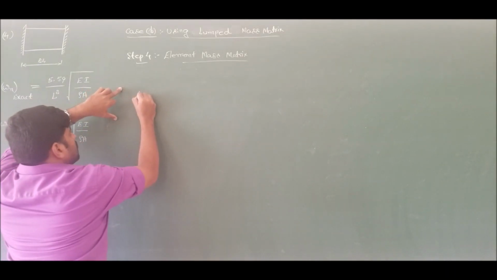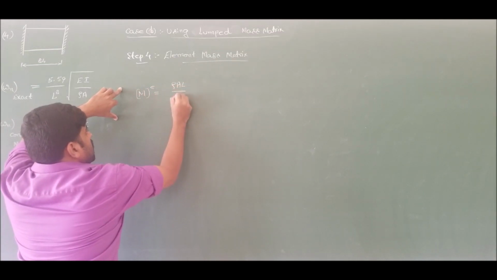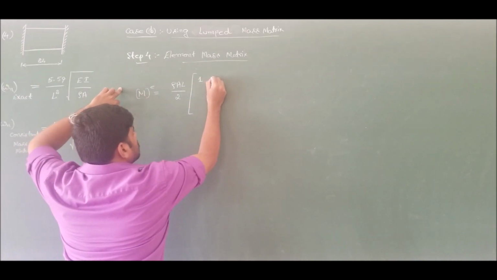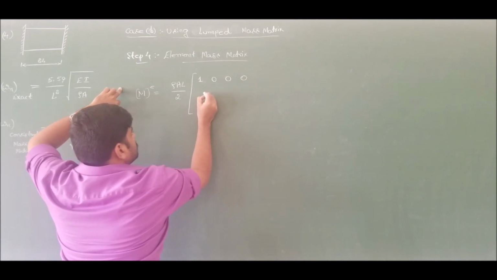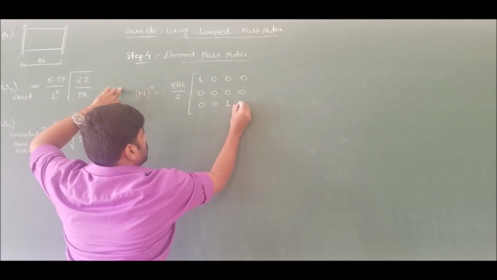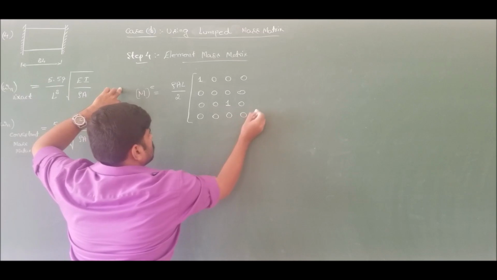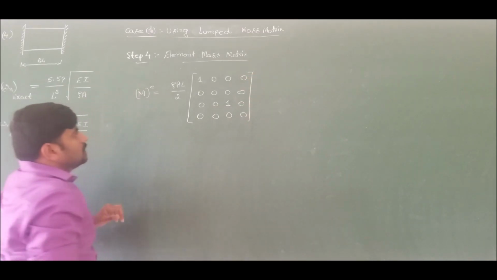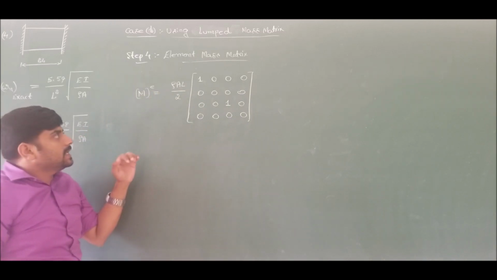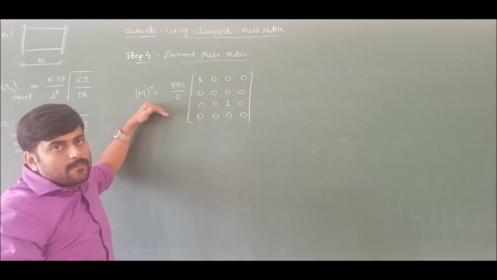We know that the lumped mass matrix for beam element is given by rho A L by 2, keeping half at one node and another half at another node, with 1 0 0 0, 0 0 0 0, 0 0 1 0 and 0 0 0 0. Substituting the values of rho A L of element 1 and element 2, I can get the lumped mass matrix of element 1 and element 2.